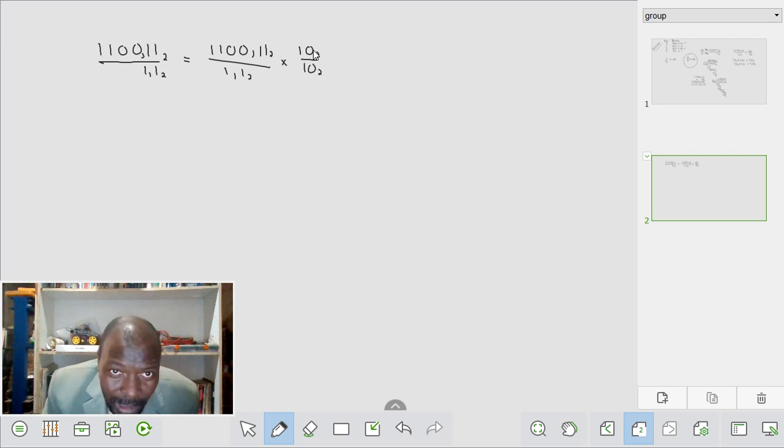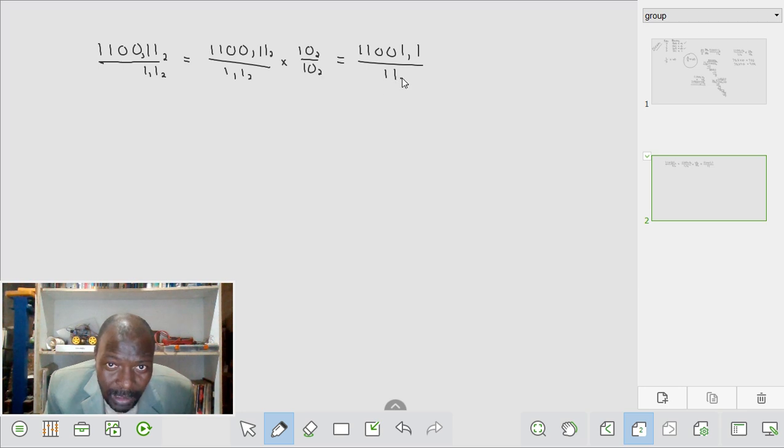What we then do, we come here, we say, okay, this is an overall value of 1, so we've not changed this ratio. We then say that the 1 0 will move the comma once to the right. So we basically have 1 1 0 0 1 comma 1 being divided by 1 1.